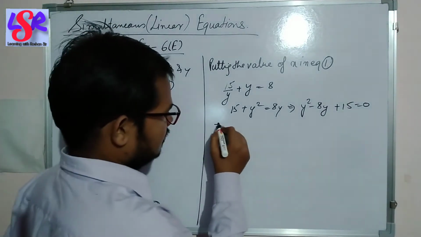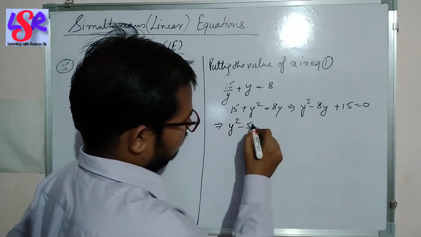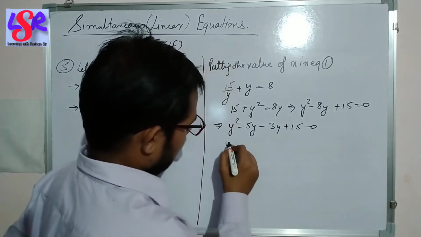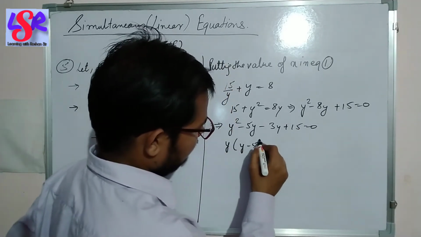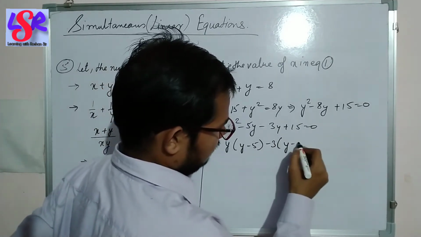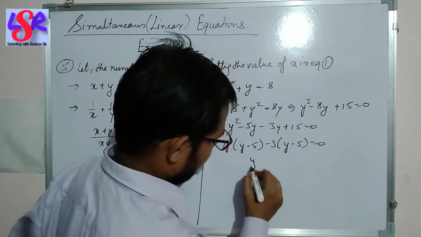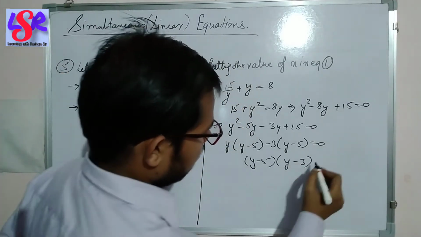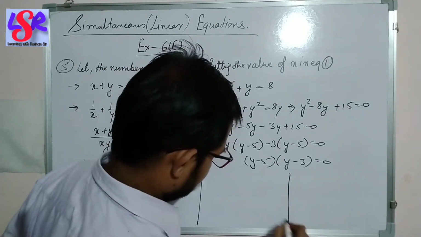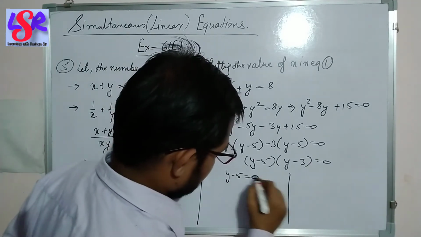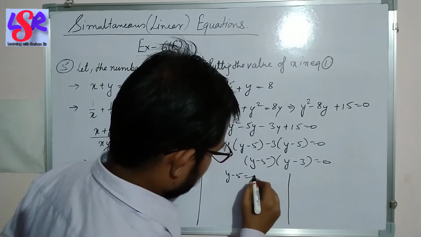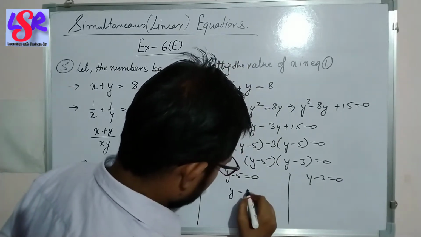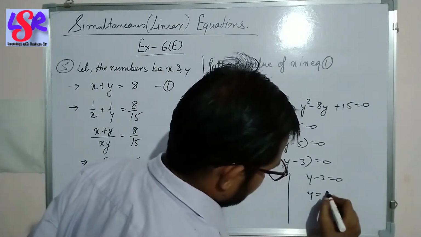So we can write this one as y square minus 5y minus 3y plus 15 equals to 0. Now y minus 5 and here minus 3. So y minus 5 again equals to 0. So y minus 5 and y minus 3. Now we get the value of y as y minus 5 equals to 0 and y minus 3 equals to 0. So y equals to 5 and here y equals to 3.